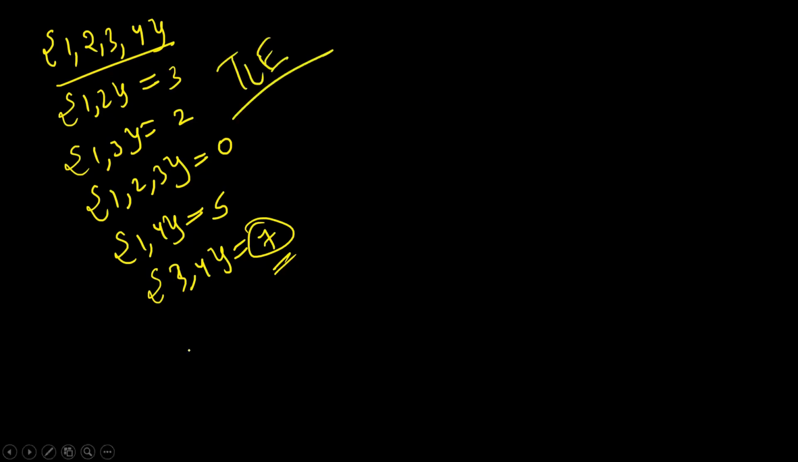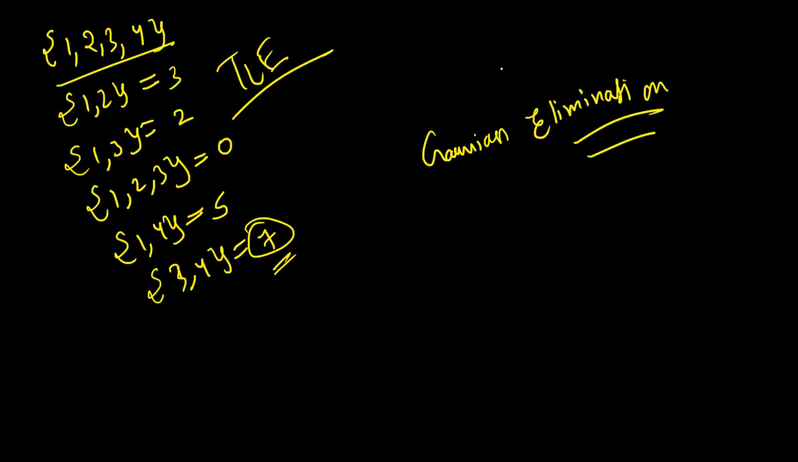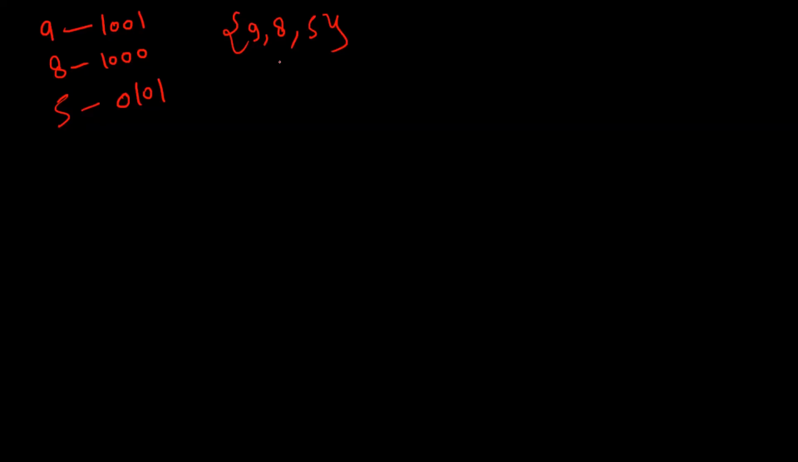So now, what is the approach we are going to use for solving this particular problem? We'll be using Gaussian elimination. So let's understand in detail what this is all about. So let's suppose we have an array consisting of the elements 9, 8, 5. Before proceeding further, let me tell you that our efficient solution is based on that particular case.